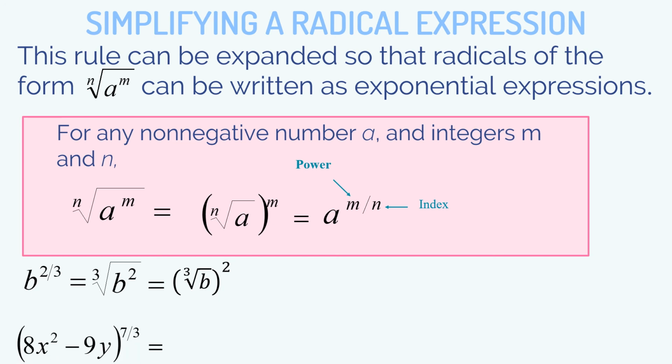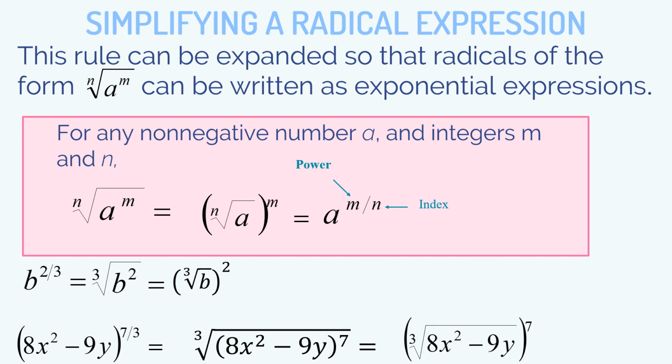Let's make another example. Look at the expression 8x squared minus 9y raised to the 7 over 3. Again, this is an exponential expression, and I'm interested in writing this in radical form. Look at the power, 7 over 3. The denominator of that expression is 3. The 3 becomes the index, so this becomes equal to the cubic root of 8x squared minus 9y raised to the 7th power. And I can take one more step just in case you don't want the 7 inside of the radical. This is equal to the cubic root of 8x squared minus 9y, and this raised to the 7th power.